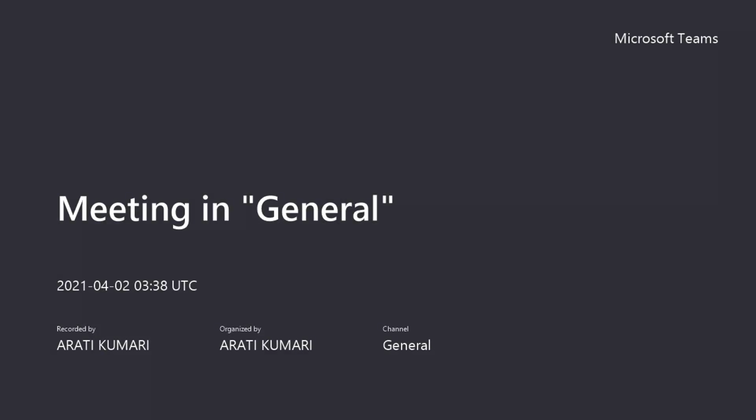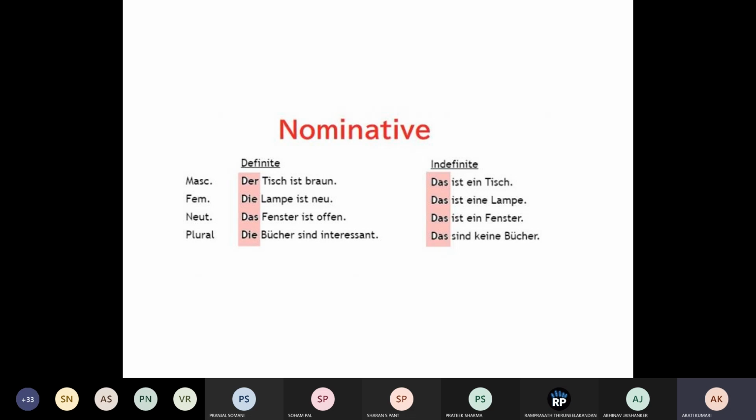Feminine, and neutral. 3 genders, 3 articles. Der, die, das. And then you have the indefinite article. For masculine and neutral, it is ein. For feminine, it is eine. No?